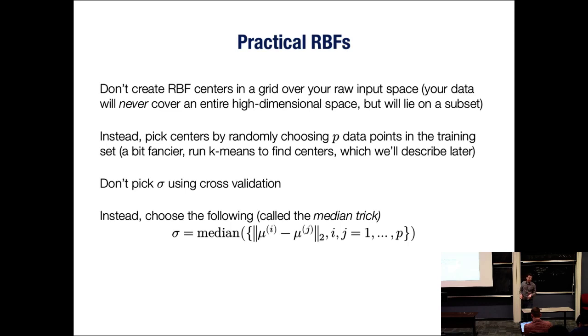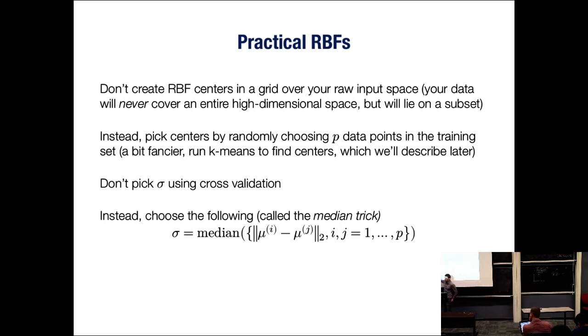Do not pick it with cross-validation. Pick it based upon this. This is called the median trick. I have no idea where it actually came from. It's this folklore in machine learning that everyone knows, but it's not written down anywhere as far as I can tell. So all these papers say we use the median trick to pick our bandwidth, and I don't know where it's actually written down. This is what you should do.